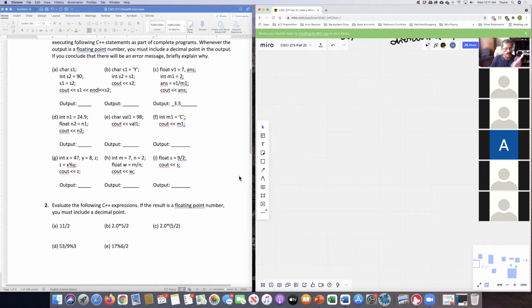All right, let me explain anyway. 7 over 2 is supposed to be 3.5, but you're not going to get that because M and N are both integer types. They're declared as integer, so they both hold integer type values. So when you divide 7 by 2, that will only produce the integer part of the answer, which is 3. 3 is the result of this division. When you assign it to float type variable W, it becomes 3 point. So W has 3 point, and when you print it, you're going to print 3.0.